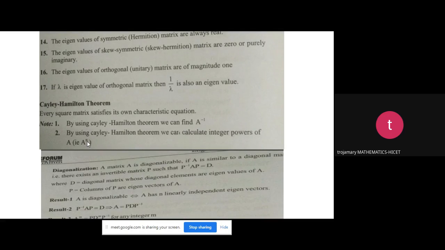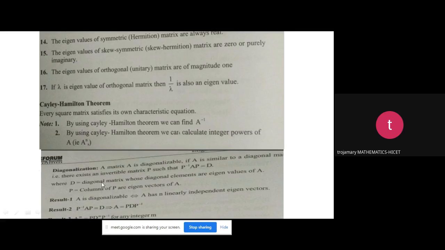Then the Cayley-Hamilton theorem. This theorem is also called the CH theorem. The Cayley-Hamilton theorem states that every square matrix satisfies its own characteristic equation. So, what is the use of the CH theorem? It is used to find the inverse of A. Similarly, it is used to find the highest power of A, and to calculate the integer powers of A, that is A power n.